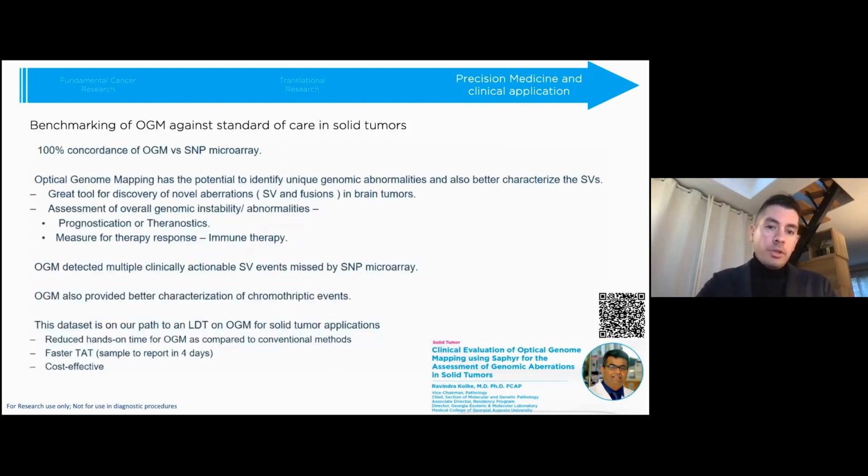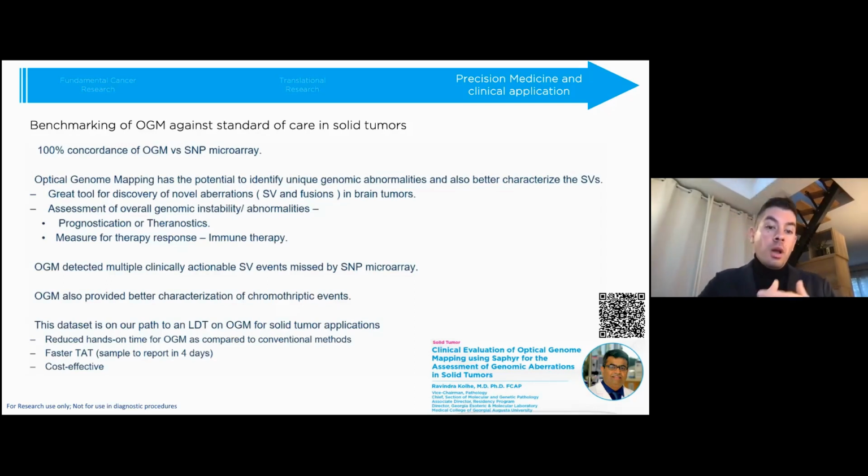So their conclusion is perfectly concordant with the two previous studies we saw, with a clear potential of optical mapping to identify new, unique genetic abnormalities, new fusions without any information on the genes impacted or the fusion partner needed. Think about NTRK fusions, for which dozens of fusion partners have been described. You clearly do not want to use 30 different FISH probes here.